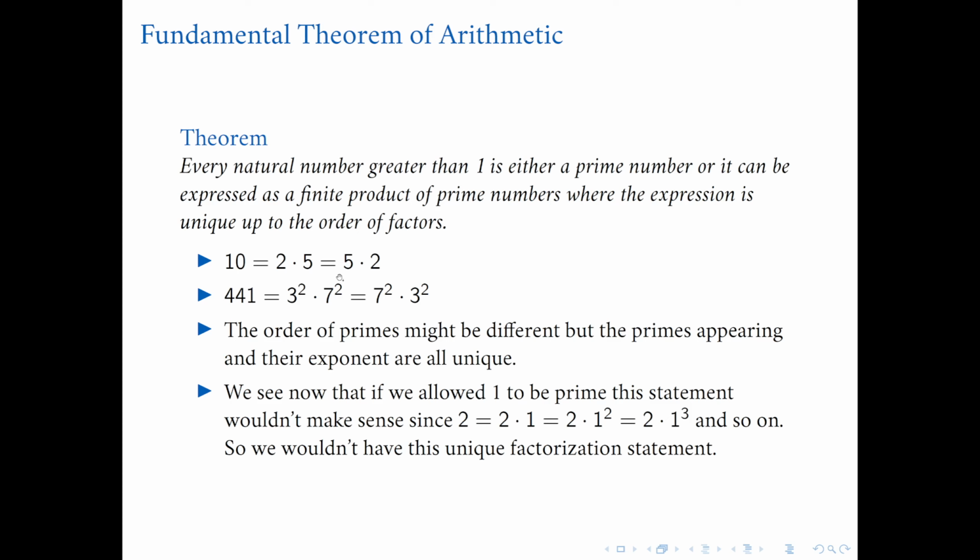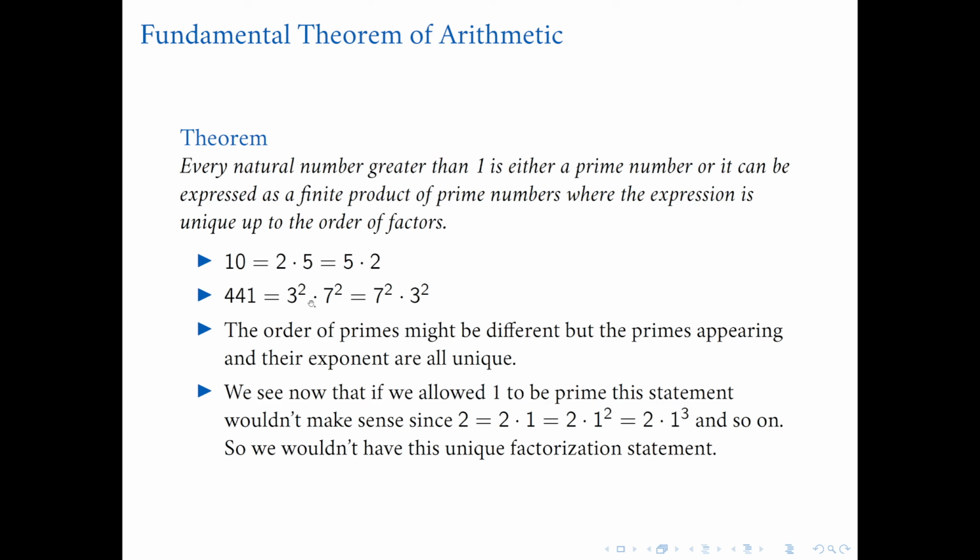As the next example illustrates, 441 is 3 squared times 7 squared, but it's also 7 squared times 3 squared, provided I did my arithmetic right. So the order in which they show up is not unique. And in fact, we could have put the 3 over here. It's convention to collect the same primes into powers like we did here. But we could have done 3, 7, 3, 7. 3 times 7, 3 times 7. That's also another way of writing this.